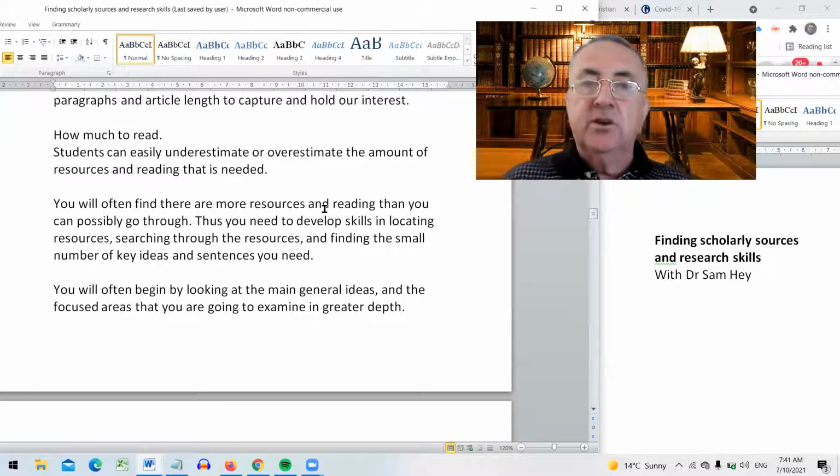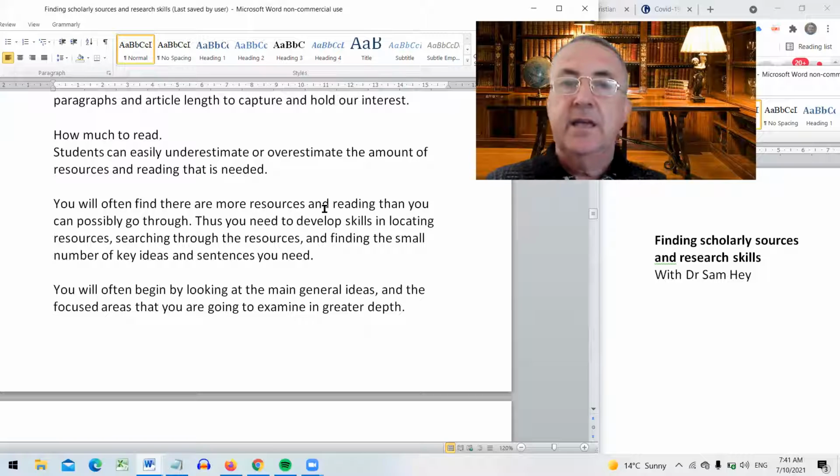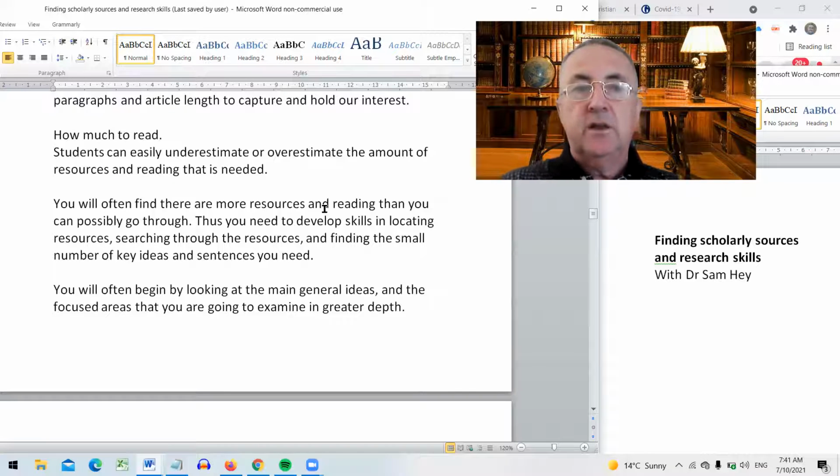It's easy to underestimate or overestimate the amount of resources or reading that is needed. And so usually we would expect 8 to 12 to 15 or so scholarly resources in many of the essays and assignments that you do. And often you want 5 to 8 scholarly resources per 1,000 words. And if you include more scholarly resources, often you'll do better, but there's a limit. And often you get a feel after a few scholarly resources that you have covered the ground quite well.